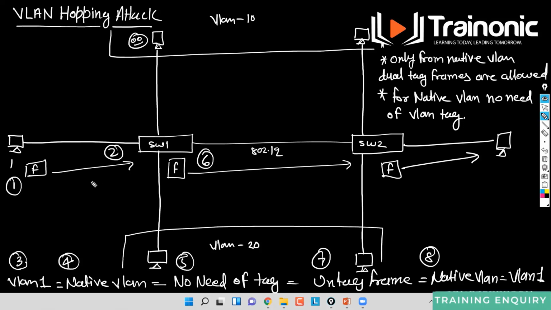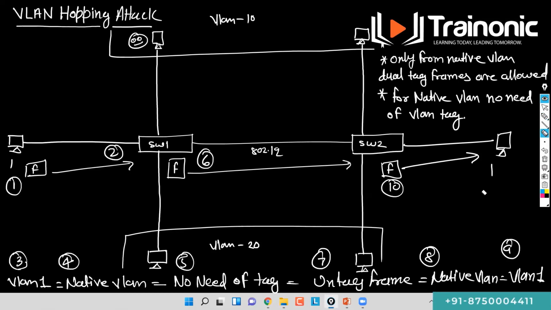So traffic came from VLAN 1, and it was forwarded in VLAN 1. Again, I can repeat. Traffic will be initiated by a VLAN 1 user. The frame will go to the switch. The switch will receive the traffic from VLAN 1, then start its logic: it is native VLAN, so no need of tag. Send the frame as it is to switch 2. Switch 2 will receive an untagged frame, which is for native VLAN, here VLAN 1. Then it forwards the frame into VLAN 1.